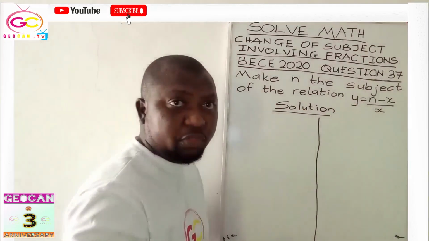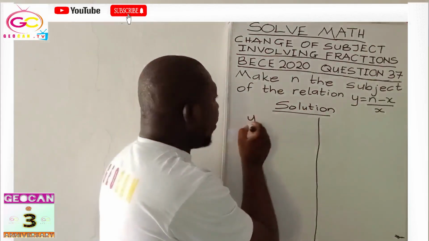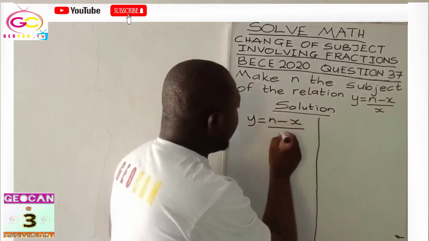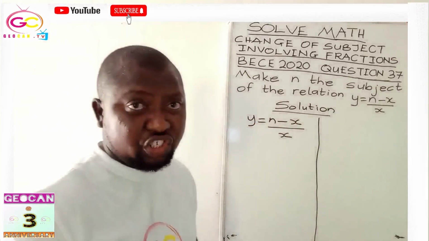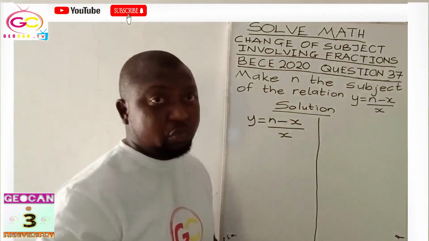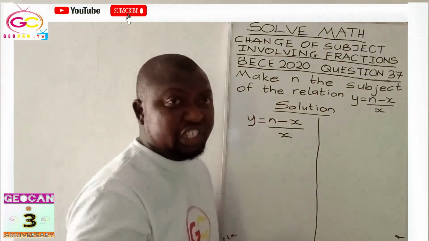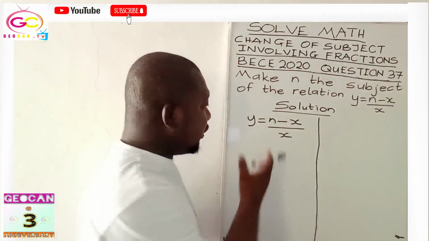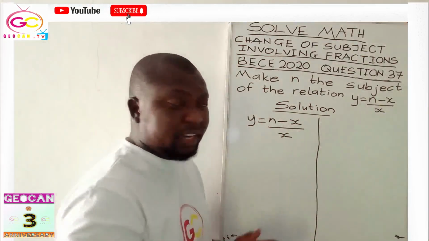Good, over there. So let's write the question again. What's the relation of the question? The relation is what? y is equal to n minus x all over what? x. Yes, if you have such a relation, what do you have to do? You have to multiply each term of the relation with the LCM of the denominator. And here, what is the LCM?